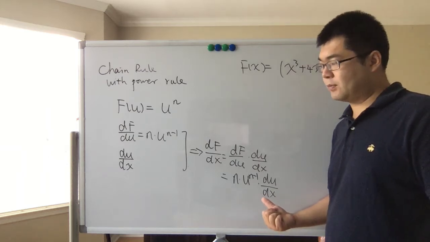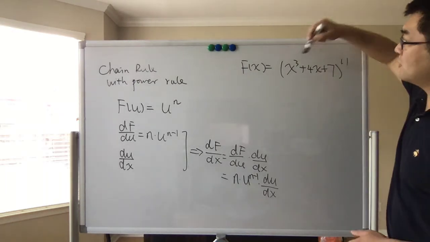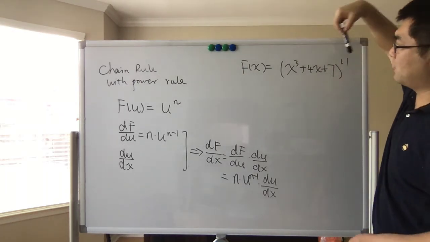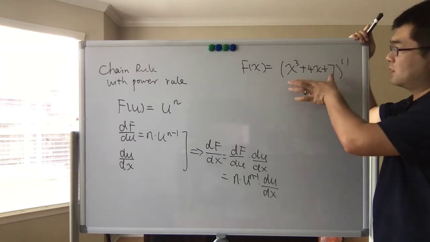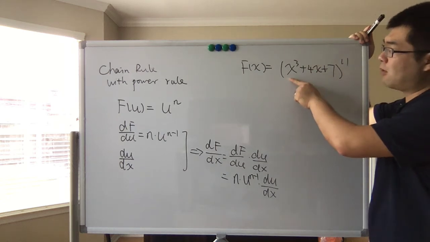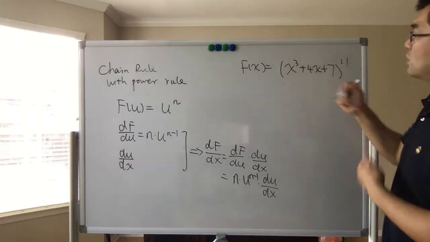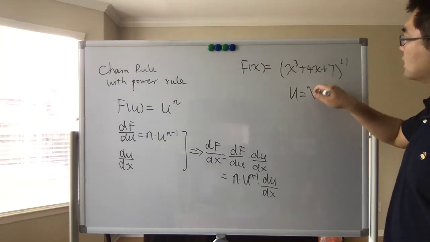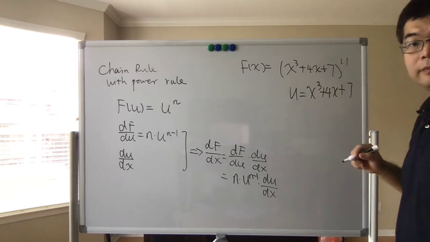So let's look at one example. It's very easy to understand. You see that, guys, this is a composite function, but the big picture, do you see it's something raised to the power 11, right? So in our problem here, u is the inside function, which is u equals x cubed plus 4x plus 7, right?